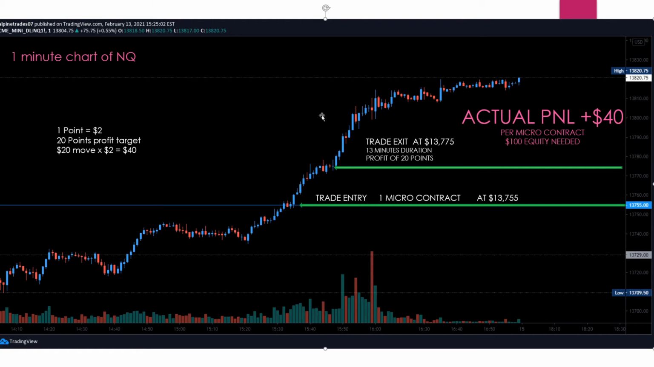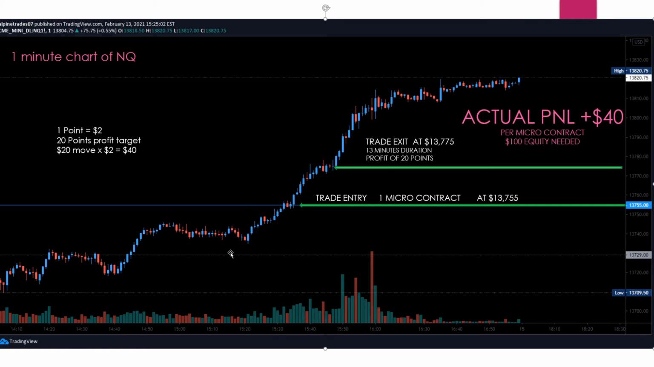Now let's take a look at a 1-minute chart of the NQ and give you guys a trade example and show you how the NQ actually moves. So here, the first thing you have to notice is that from 2 p.m. till about 4 p.m. Eastern time, so in just 2 hours, the NASDAQ actually had a range of 100 plus points.